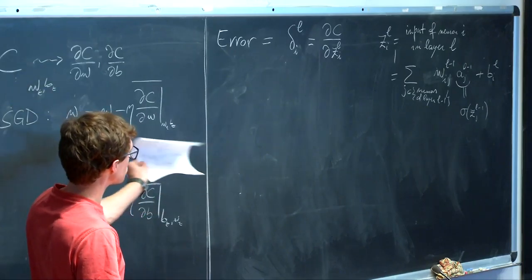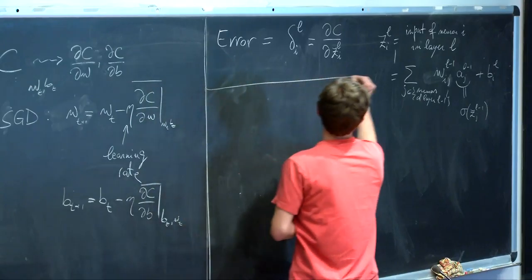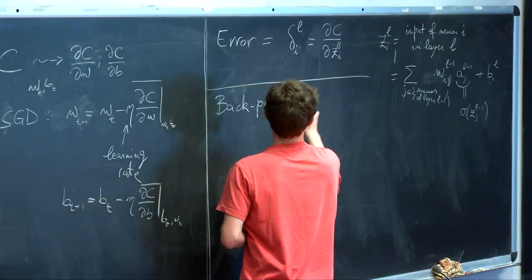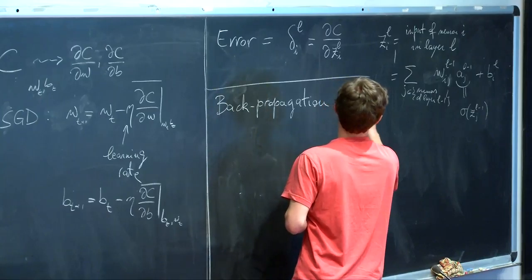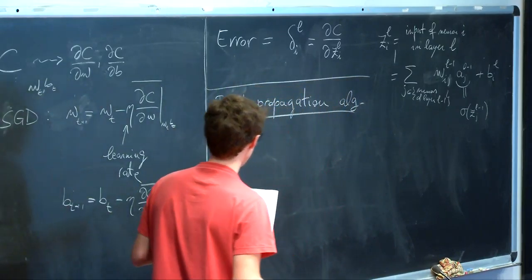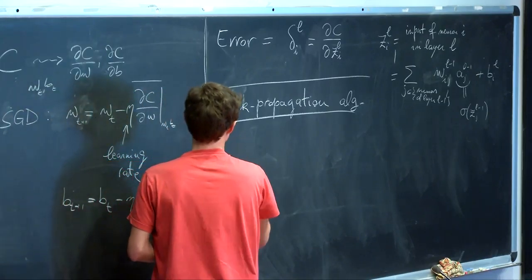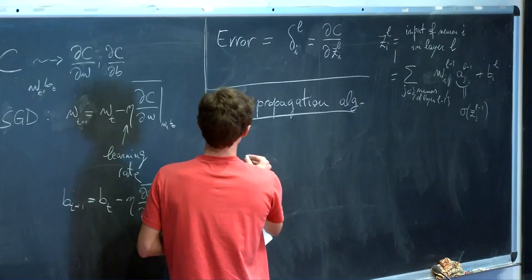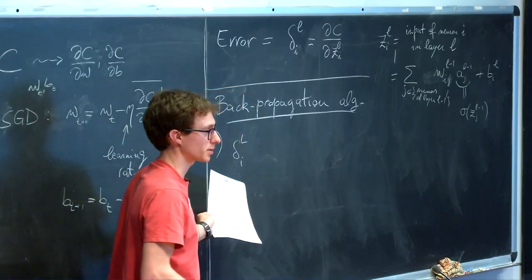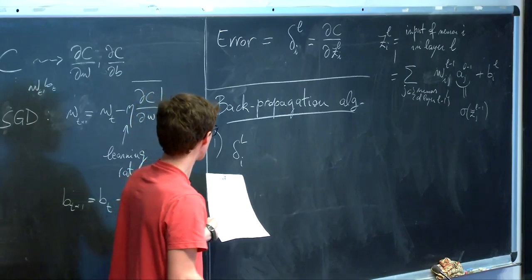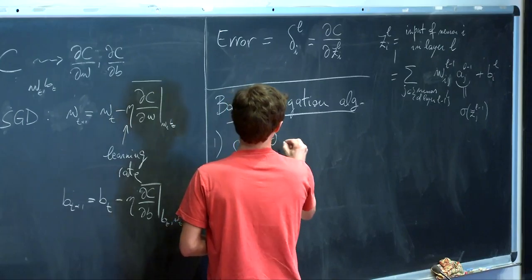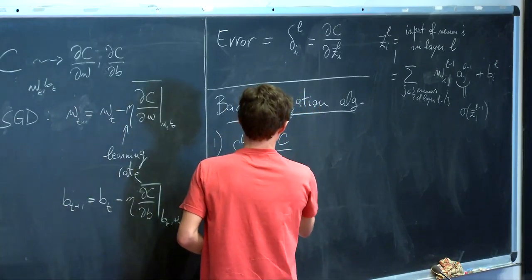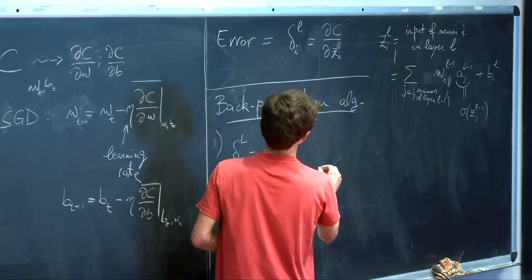Okay, so with those two expressions, now we derive the equations for this algorithm, which is called the backpropagation algorithm. Now we start with one simple expression, which is the error at the output. So the delta I of the last layer, the output layer. What is it? It's the derivative of the cost with respect to the input to the last layer, so the Z L I.